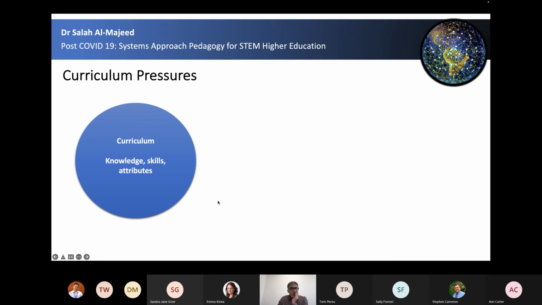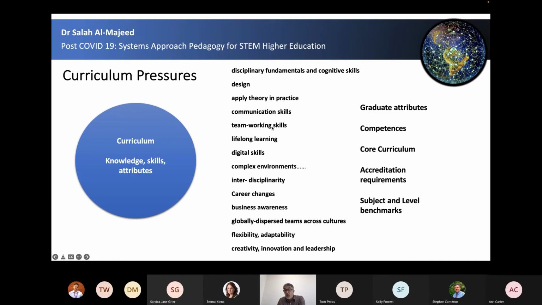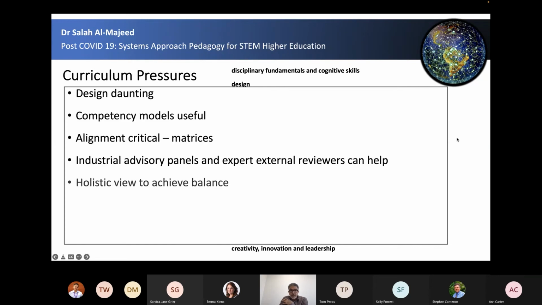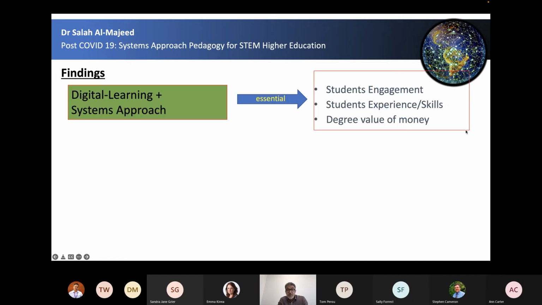So curriculum has a lot of pressure from knowledge, skills, and attributes, and to present a lot of key parameters around disciplinarity, design, theory and practice, communication skills, and all of that, which might contribute to one of those, if not all, graduate attribute competencies and so on. So what we've been thinking is to have a multi-approach and multi-points around normal and extra alignment, a critical matrix. I would say it could be one of those approaches you may have.